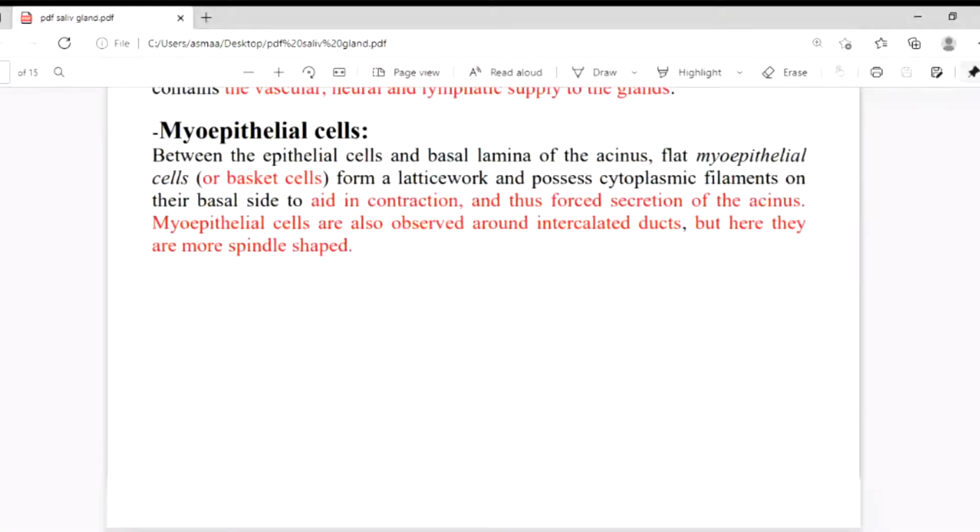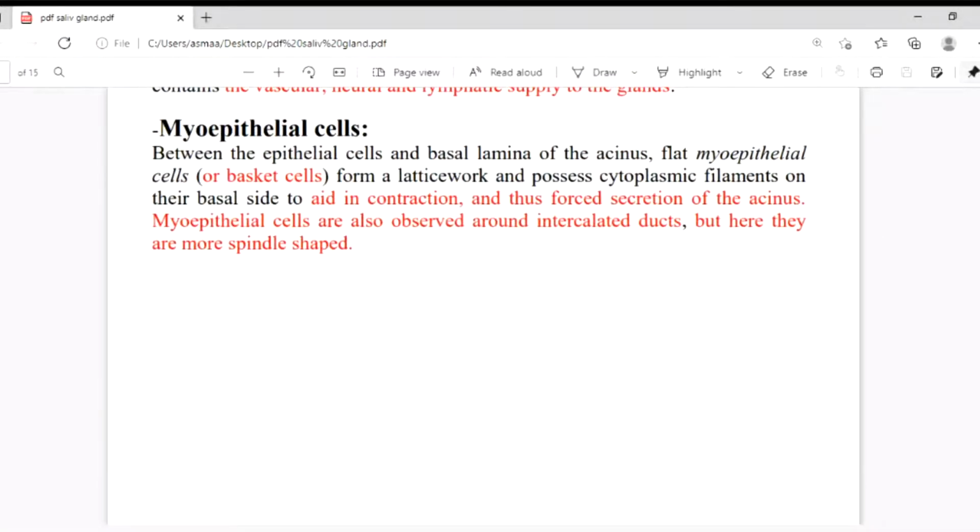And we have what we call myoepithelial cells. These cells are located between the epithelial cells and the basal lamina of the acinus. Flat myoepithelial cells, or what we call basket cells, form a latticework and possess cytoplasmic filaments on their basal side to aid in contraction.